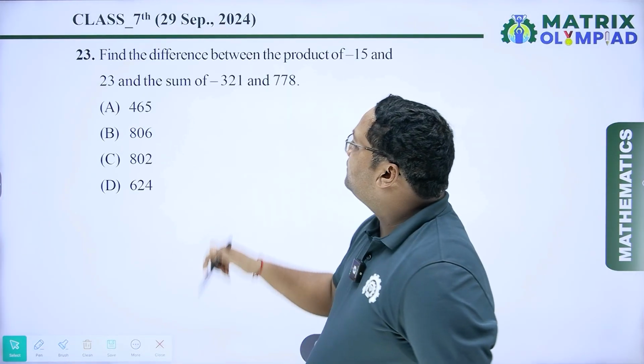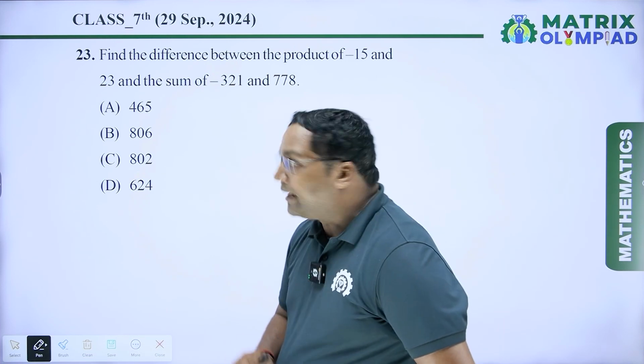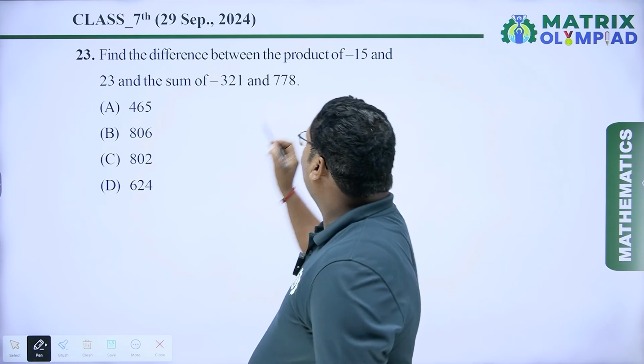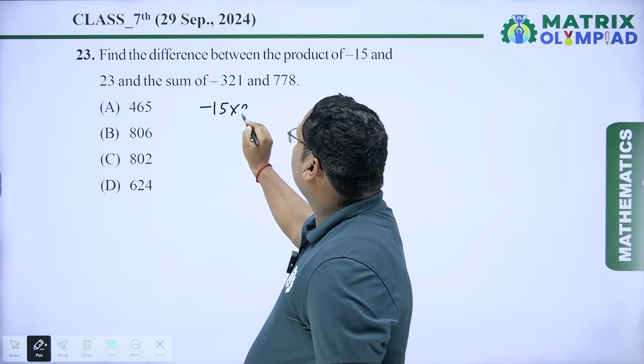Coming to the next question. Find the difference between the product of minus 15 and 23 and the sum of minus 321 and 778. So we have to find out the product of minus 15 into 23.